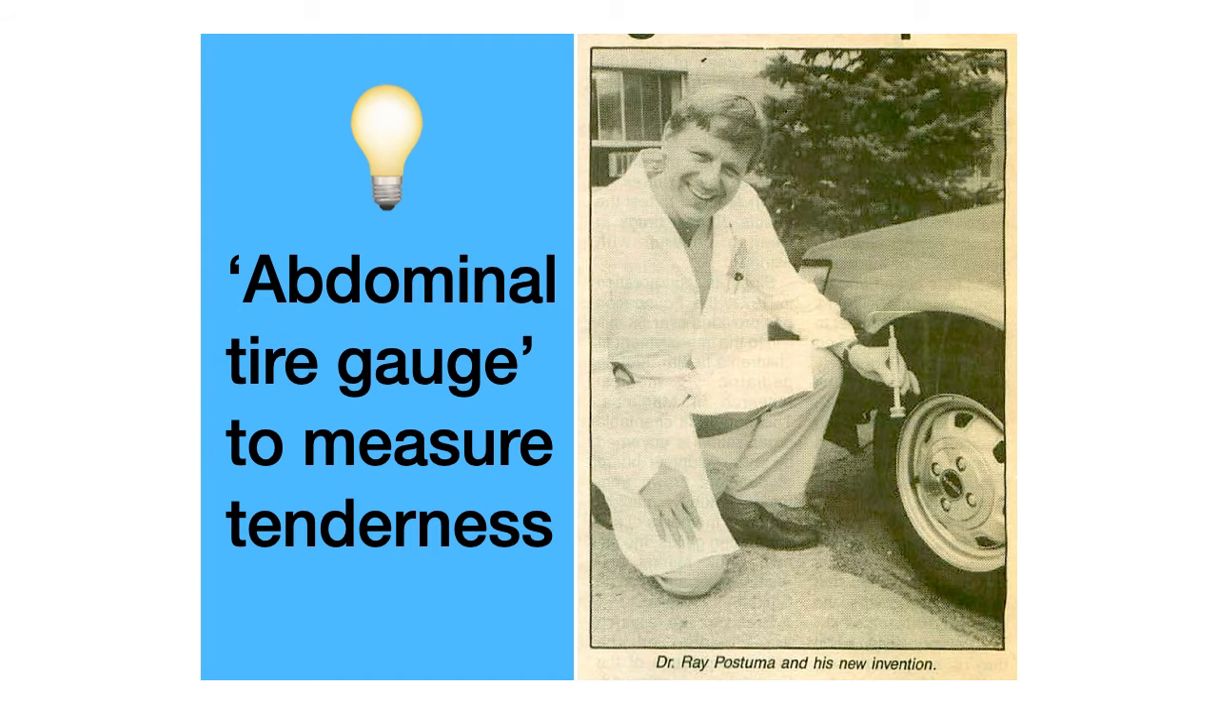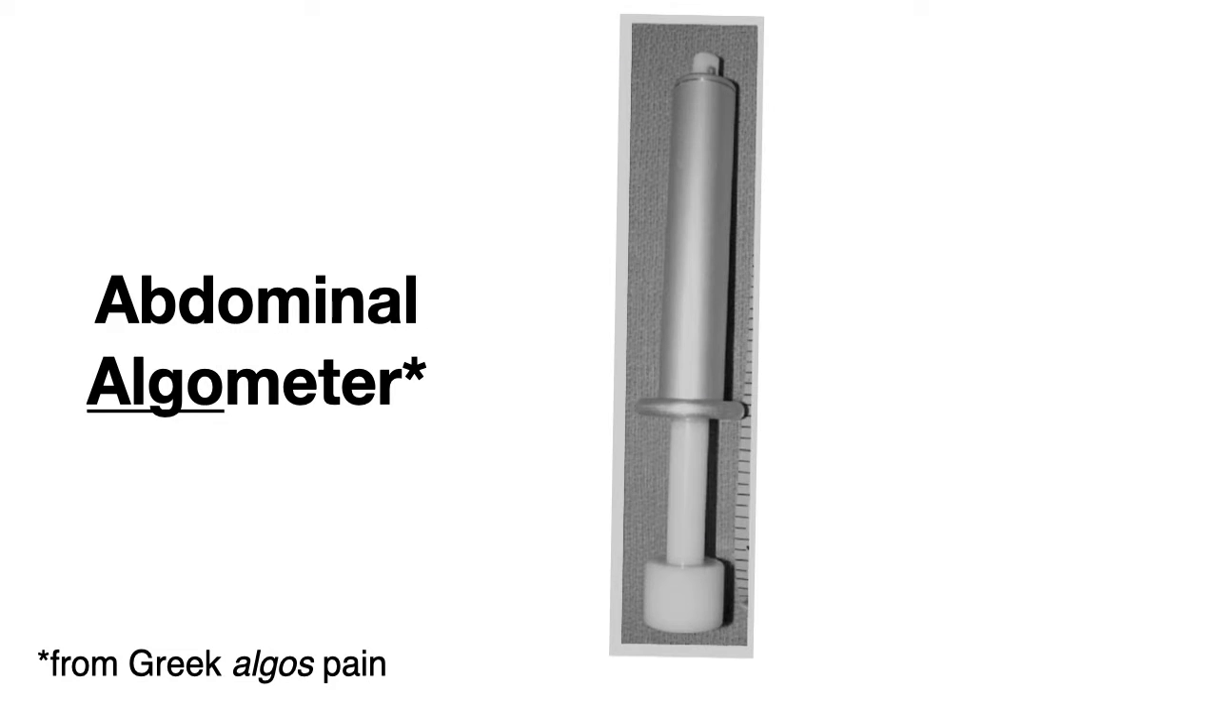And one day when I was using a tire gauge to measure the pressure in my car tire, a light went on. Could we not develop an abdominal tire gauge to measure abdominal tenderness? And so the abdominal algometer was born some 35 years ago in our hospital machine shop.